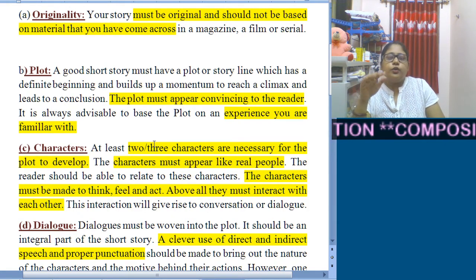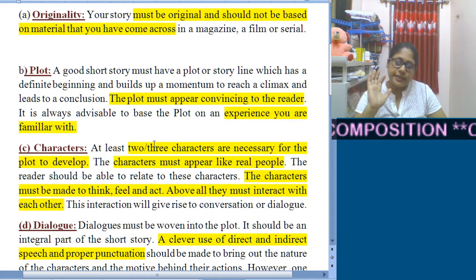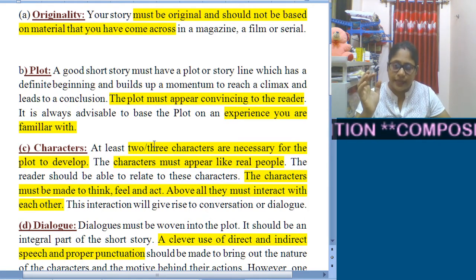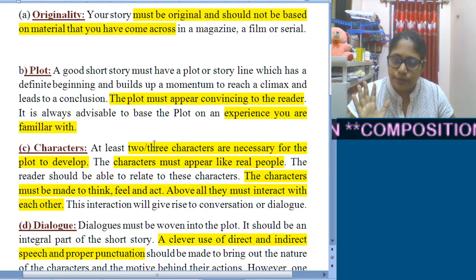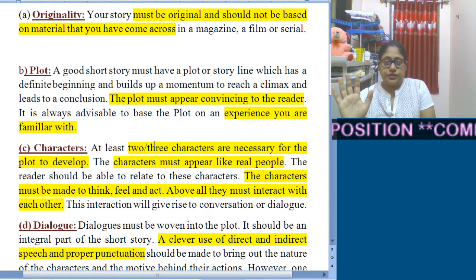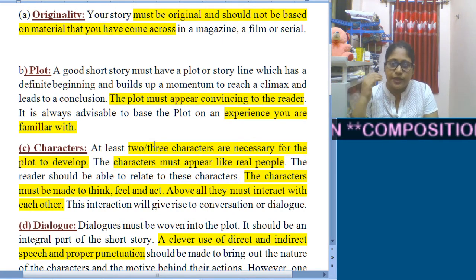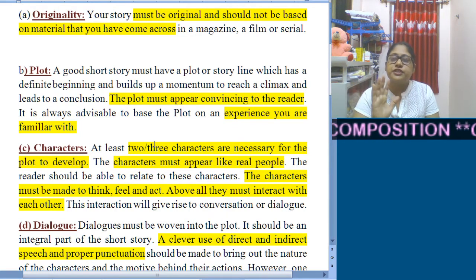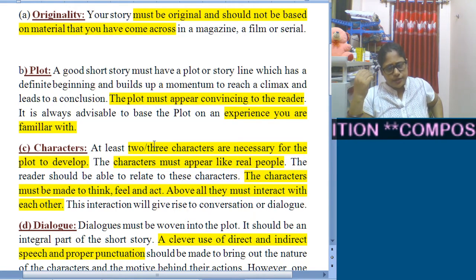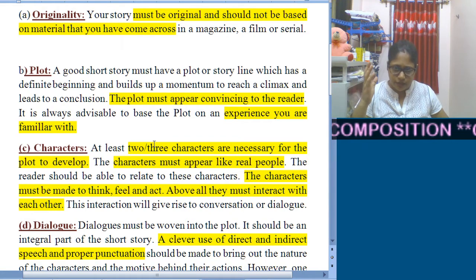Now, the characters must be made like they can think, they can act, they can feel, like normal human beings. And above all, they must interact with each other. Means they have to talk to each other. There must be conversation. Now, their conversation only will be turned into the dialogues.